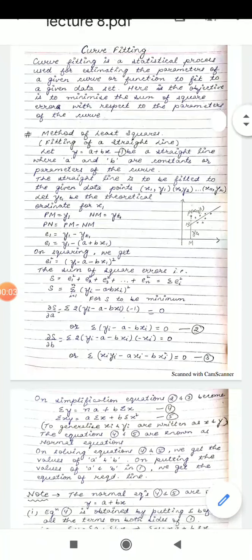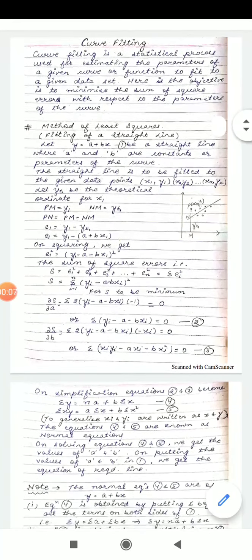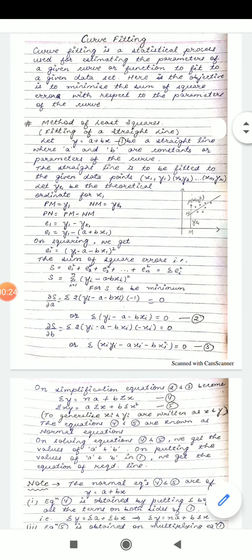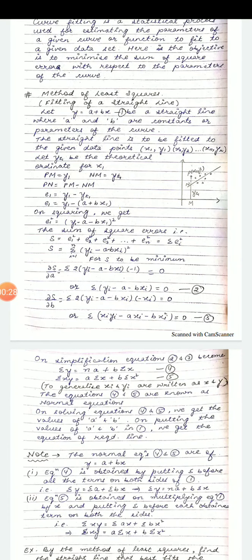Today we will be starting the new topic of curve fitting. So curve fitting is a statistical process used for estimating the parameters of a given curve or function to fit a given data set. Here the objective is to minimize the sum of square errors with respect to the parameters of the curve. So, method of least squares, that is fitting of a straight line.